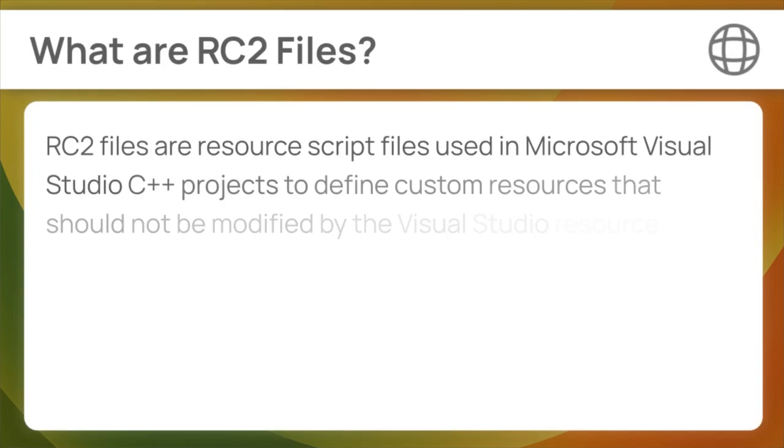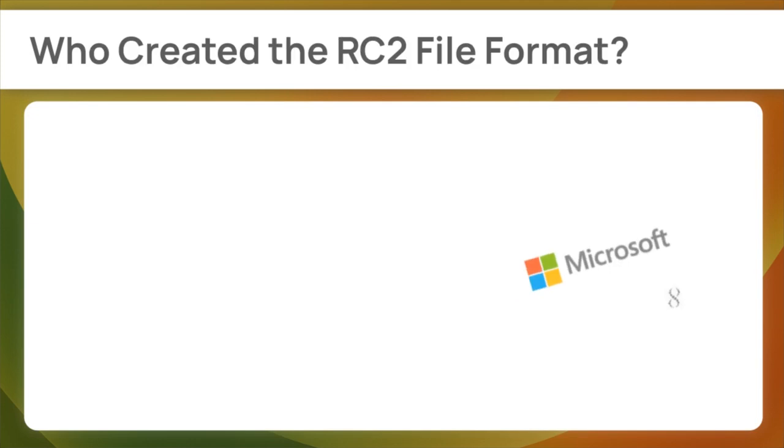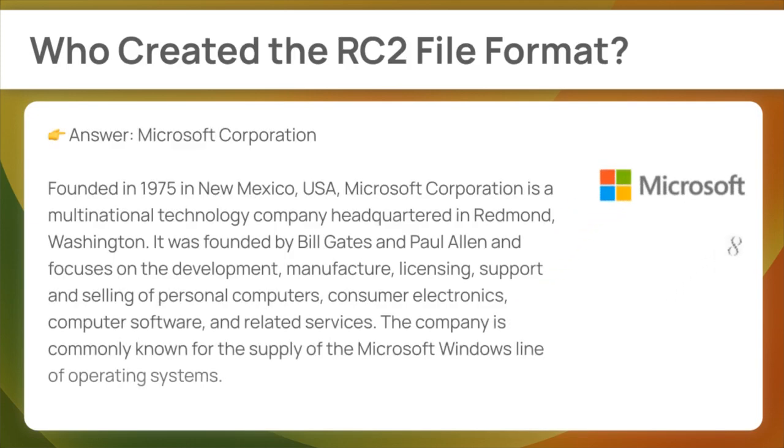RC2 files are resource script files used in Microsoft Visual Studio C++ projects to define custom resources that should not be modified by the Visual Studio Resource Editor. They store custom dialog templates, string tables, version information icons, and other Windows resources requiring manual maintenance outside the IDE.